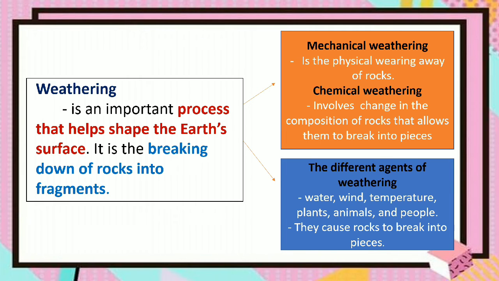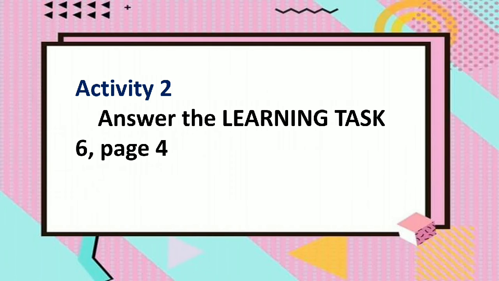Then there are different agents of weathering: water, wind, temperature, plants, animals, and people. They cause rocks to break into pieces. Let's have another activity. Answer Learning Task 6, page 4 in your learner's packet.